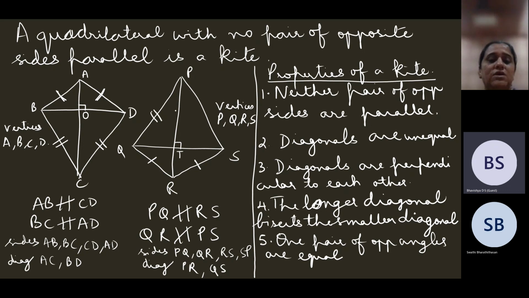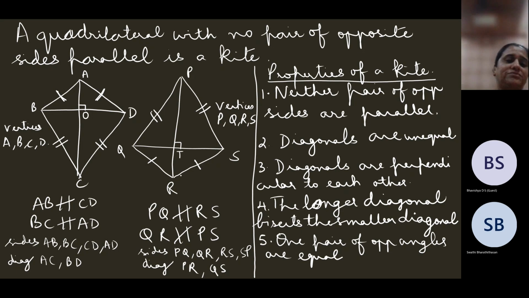QP and PS, ma'am. Okay, so we have two pairs of adjacent sides equal. PQ and PS are adjacent sides, and they're equal. QR and SR are adjacent sides, not opposite sides, and they're equal. So in a kite, each pair of adjacent sides is equal. PQ is equal to PS, QR is equal to SR. And in the first figure, AB is equal to AD, BC is equal to CD.